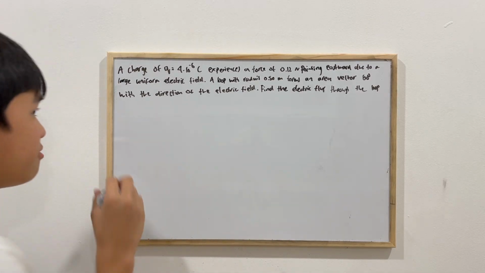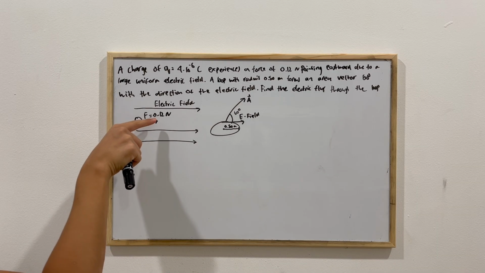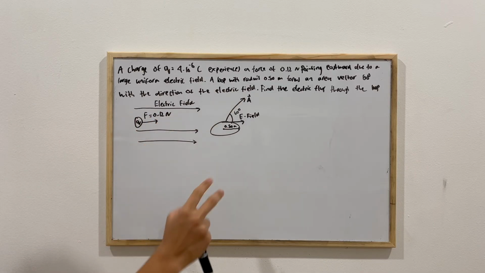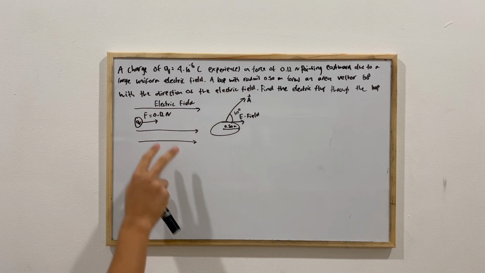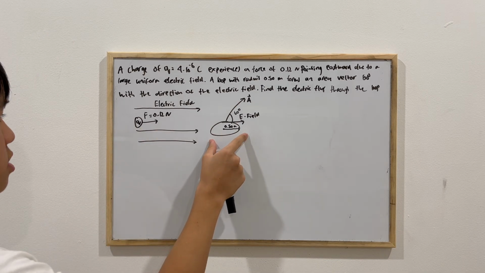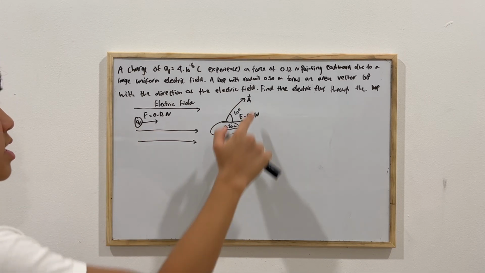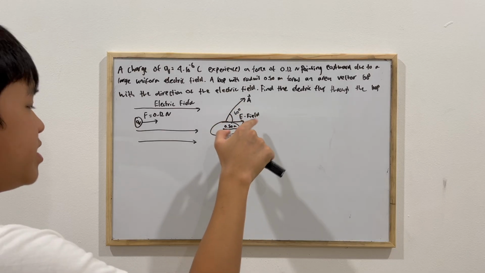So let's draw a diagram for this. Here we have our charge with the force of 0.12 newtons pointing eastward, and here we have our uniform electric field that the charge is placed inside, and our circular loop that is near the charge, where its area vector forms a 60-degree angle with the electric field.